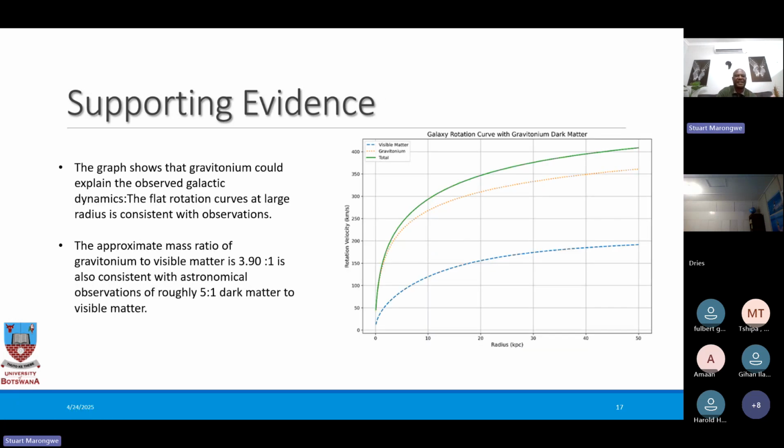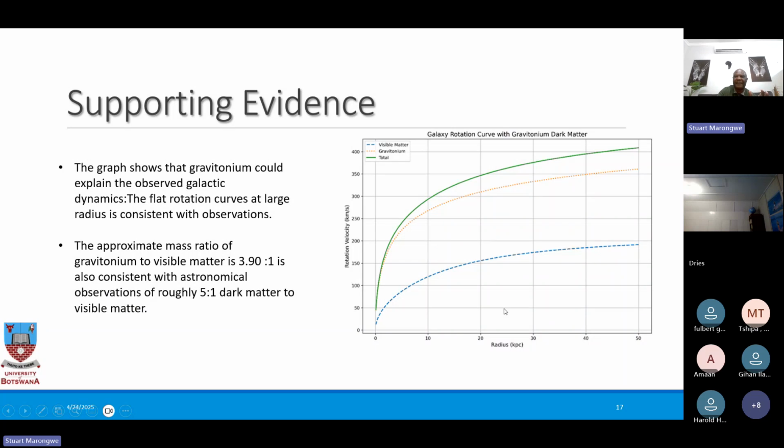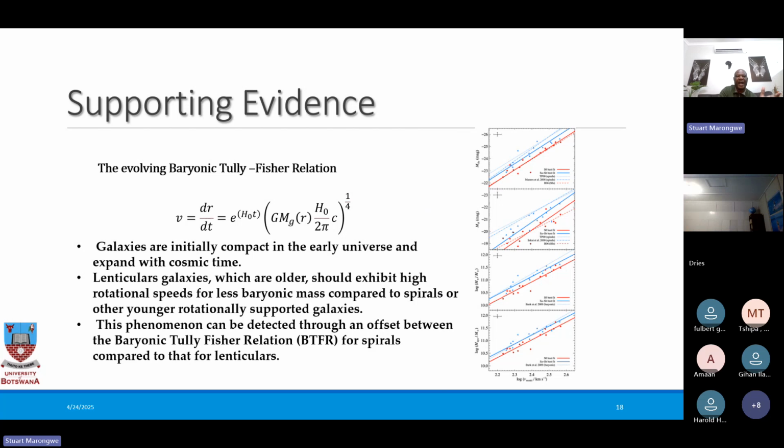So what is the supporting evidence? If I put in gravitonium and try to interpret the galaxy rotation curves, I find that they are in agreement with what is observed. And the density of dark matter to light matter is approximately what is observed, just from including the Ricci soliton into Einstein's field equations. I also derived this part of the equation, which has been derived empirically. It's called the Baryonic Tully-Fisher relationship. No one can derive it from principles. Other models cannot derive it from first principles. But including the Ricci soliton, you can derive it.